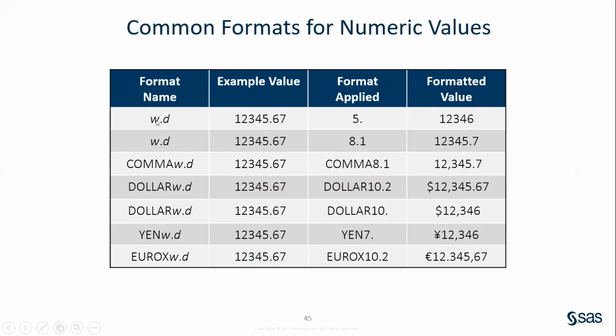So you're applying a format of W dot, or W dot D. These are some of the format names. The format you're applying is 5 dot, which means only width. Look at your original value and your formatted value. Because you are giving a whole width value of 5, it tries to fit this value within the given width, and it's also rounding up your decimal places.